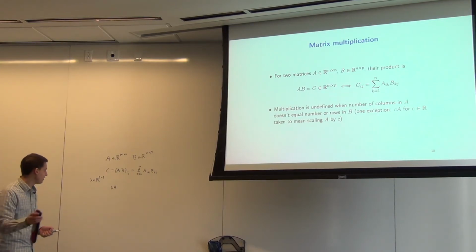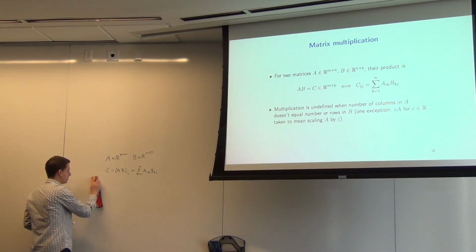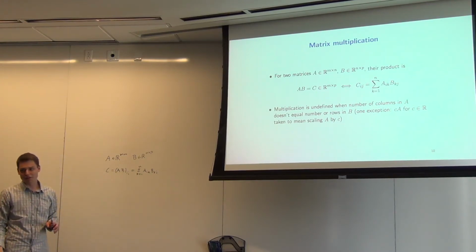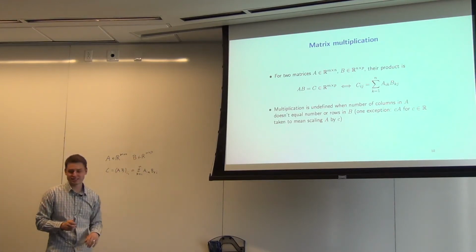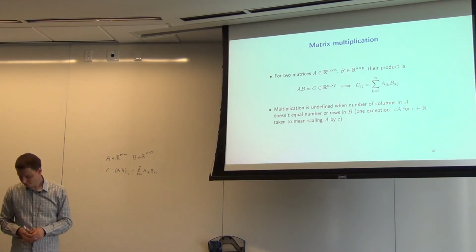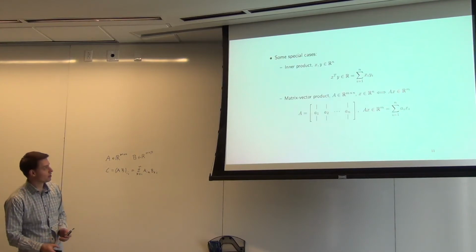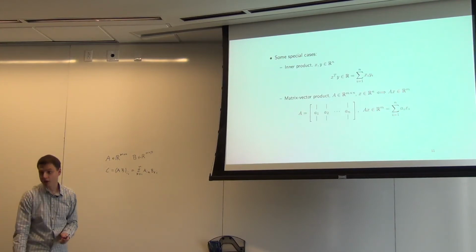So this is the one time you're allowed to multiply two things together that aren't the same size, that aren't congruent sizes. Let's look at a few examples of this, which come up a lot.